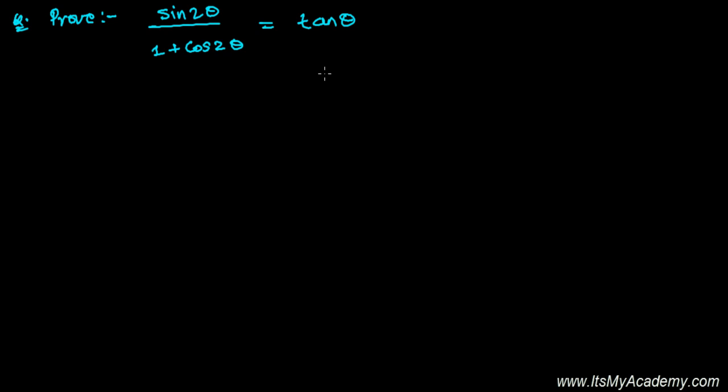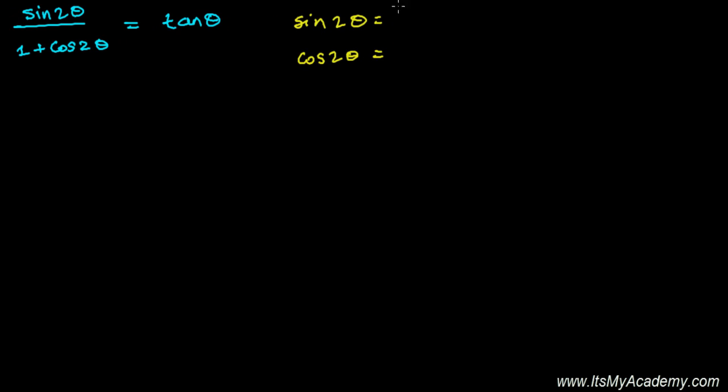If you have already learned the double angle formulas of trigonometry, like sine 2 theta equals 2 sine theta times cos theta, and similarly cosine of 2 theta equals cos square theta minus sine square theta, then we are ready to learn this type of proving question. I hope you have already learned these formulas, sine 2 theta and cosine of 2 theta.